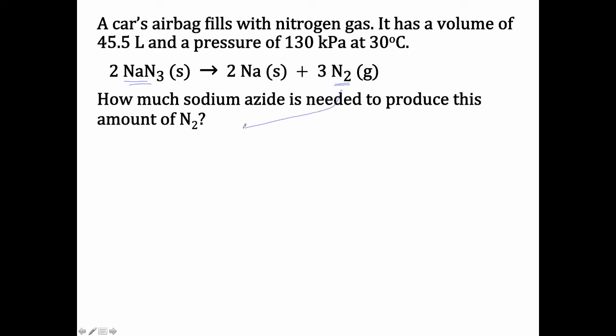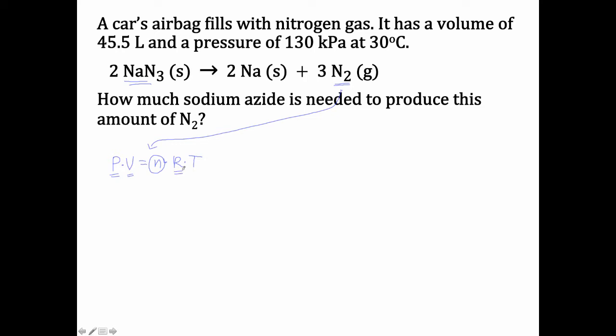For nitrogen, since it's a gas, what we know is that the pressure of the gas times the volume of the gas is equal to the amount of gas in moles times the ideal gas constant times the temperature, i.e. the ideal gas law applies here. We know the pressure, 130 kilopascals. We know the volume, 45.5 liters. We are trying to find the number of moles.